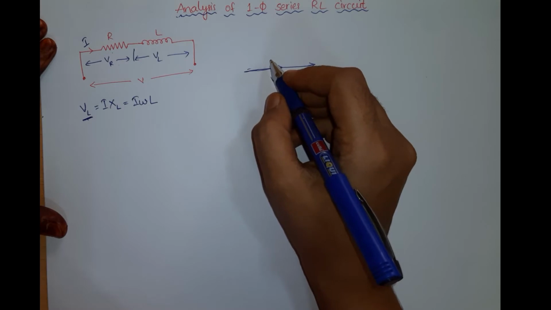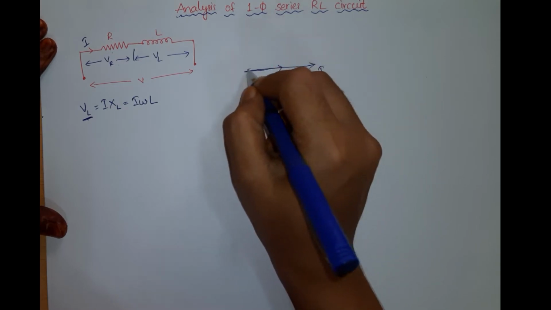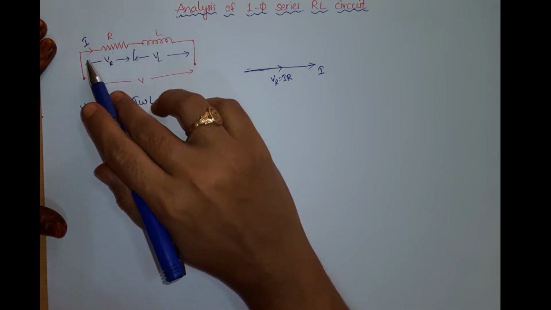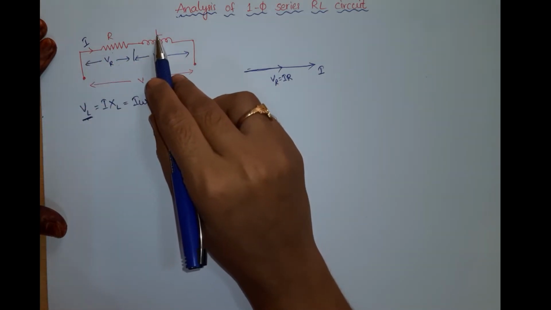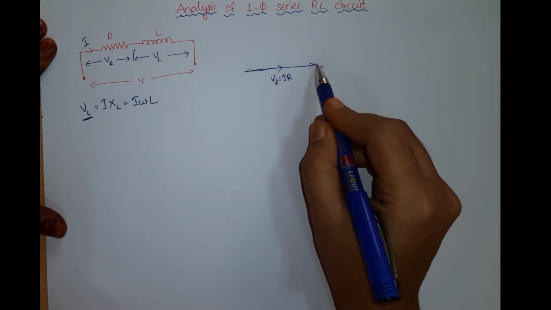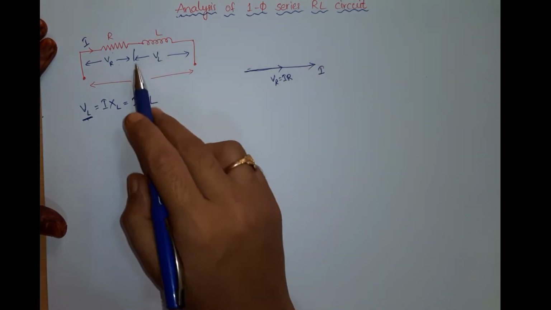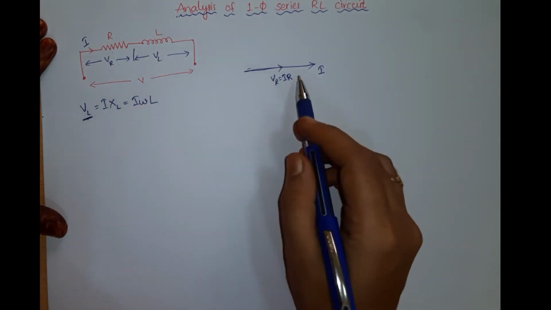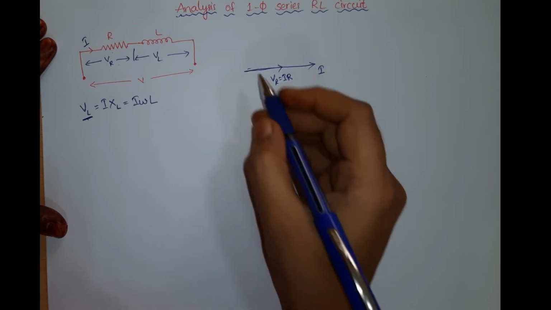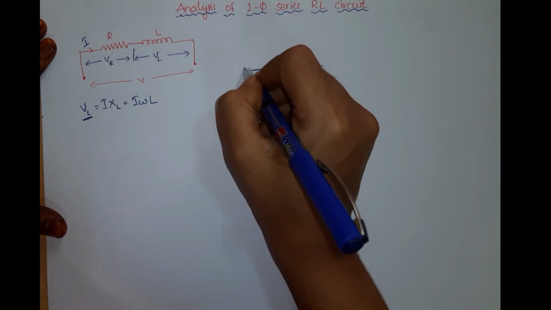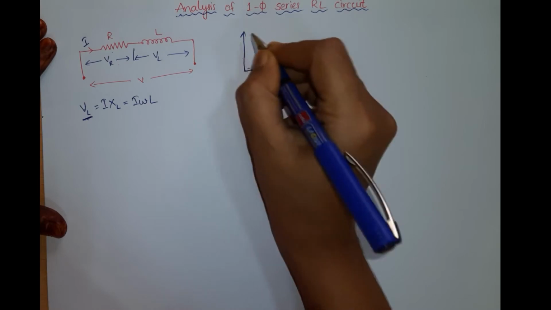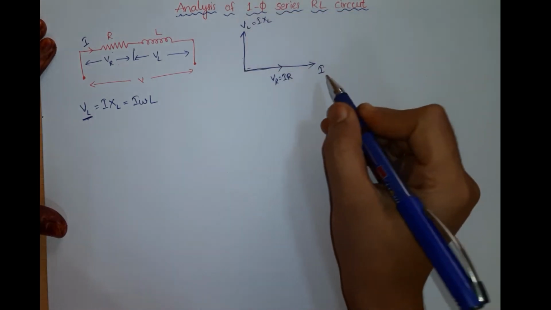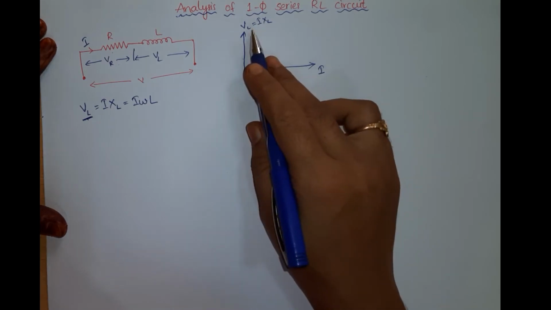So that can be shown in the phasor like this. This is the current, and the current flowing through both the elements is the same, that is I. So for the inductor also my reference is the current I. Now the voltage across this inductor, VL, is leading the current through the inductor by 90 degrees. So VL is equal to I XL, leading the current I by 90 degrees.